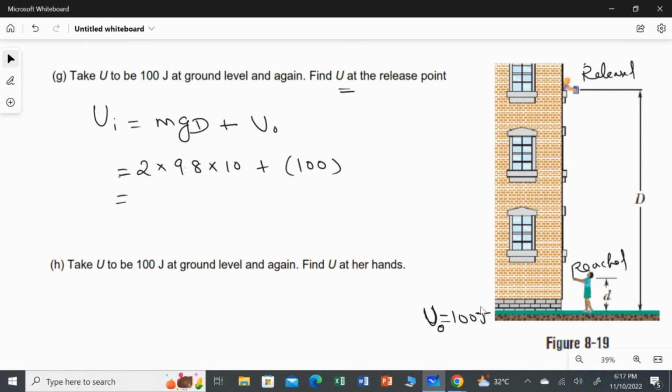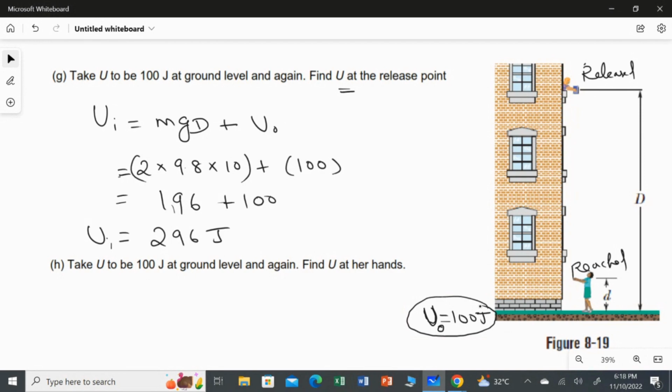So when you calculate 2 multiplied by 9.8 multiplied by 10, we got the value as 196. So only this part is exactly 196 plus 100. So the total potential energy from the release point to the ground level, because the question clearly mentioned that at the ground level the potential energy is 100. So whenever you are going to find the potential energy only, then only you have to add this. Clear? That means 296 joules.